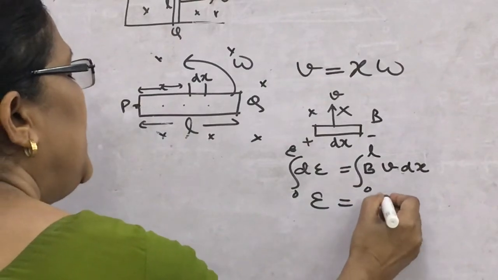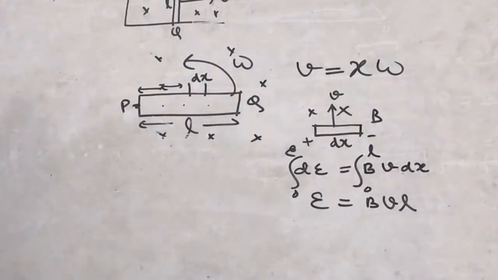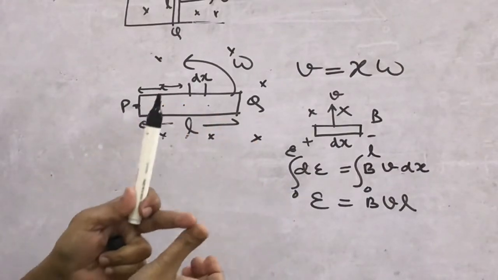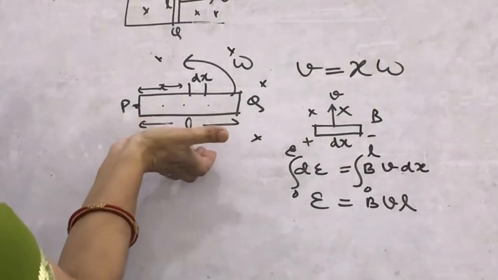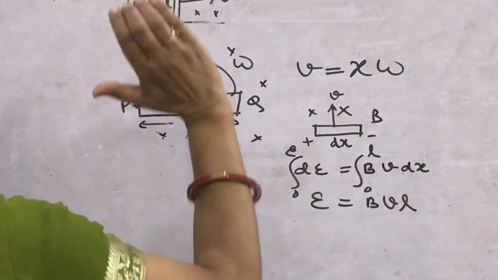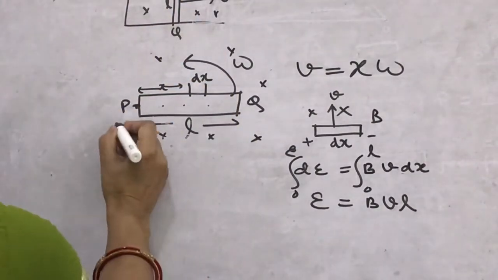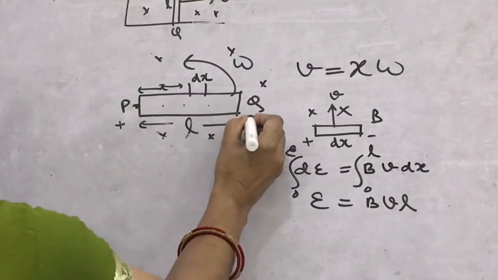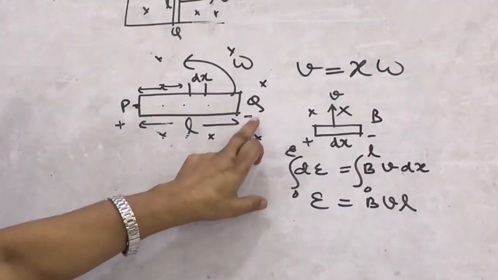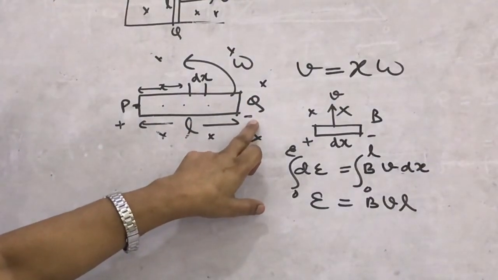You will get BVL. Which end will be at the positive terminal? Where the end of the thumb is. So, you will find here that this is the motion of the rod. So, this P end will be at the positive terminal, it will show like the positive terminal of the rod, and Q will be polarized as negative.